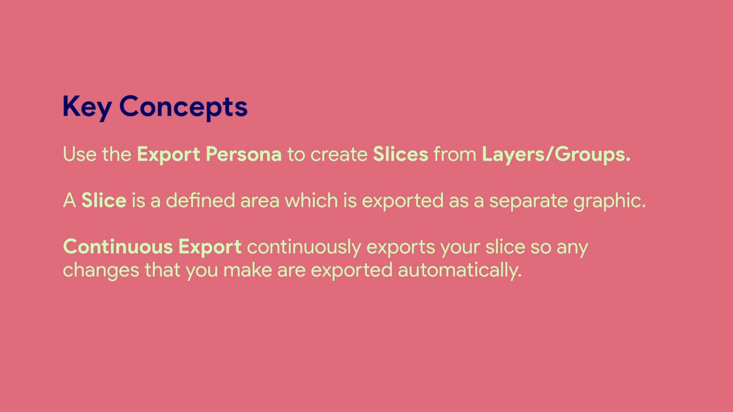So we're not here to talk about yogurts. These are the 3 points that I hope you can take away from this. Number one, we use the export persona to create slices from layers or groups. A slice is a defined area which is exported as a separate graphic. So that could be your logo, your letterhead, a photo, whatever. And finally, continuous export continuously exports said slice. So any changes that you make within that slice area will be exported to your folder of choice.